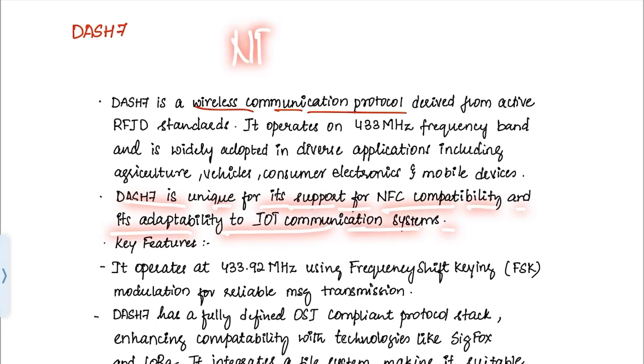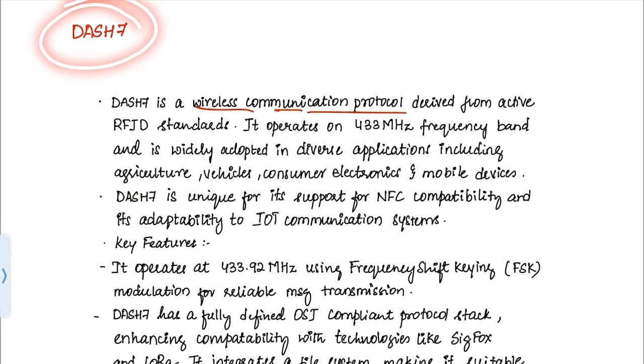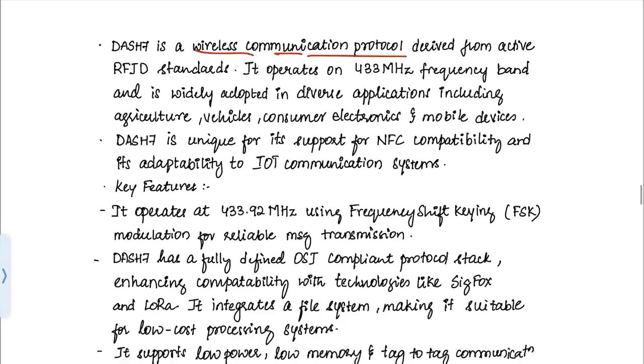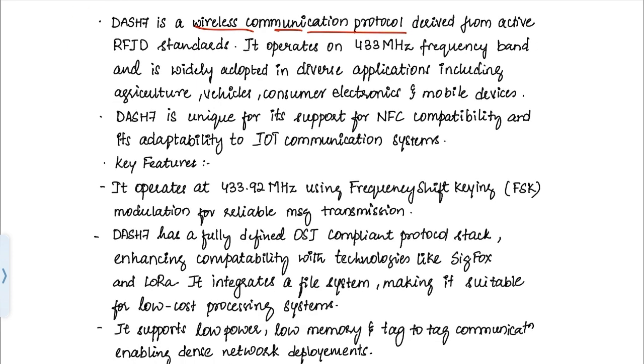In NFC, we had read that it supports other technologies also, right? So this is one of the examples. DASH7 is compatible with the NFC technology. Looking at the key features, the first one we have is frequency and modulation. We can say that it operates on 433.92 megahertz using frequency shift keying modulation for reliable message transfer.